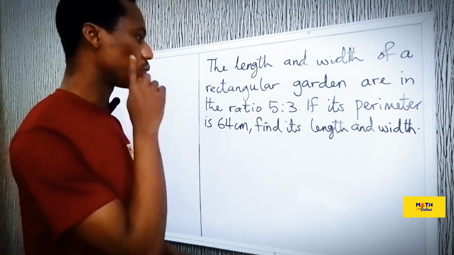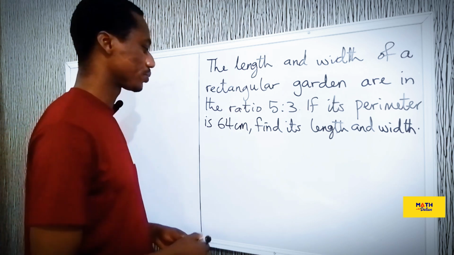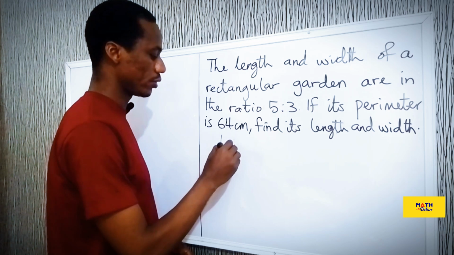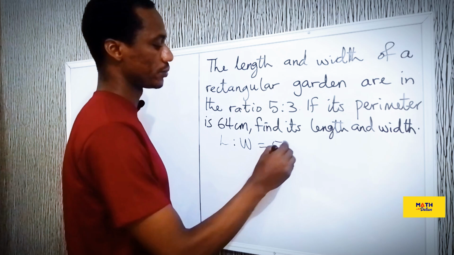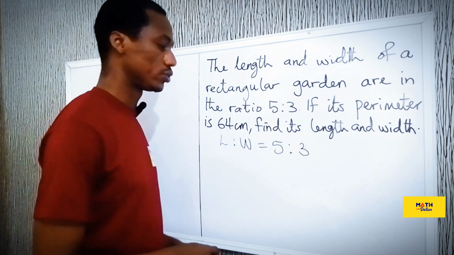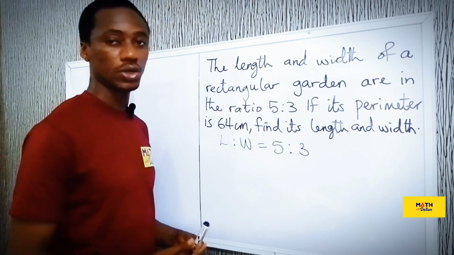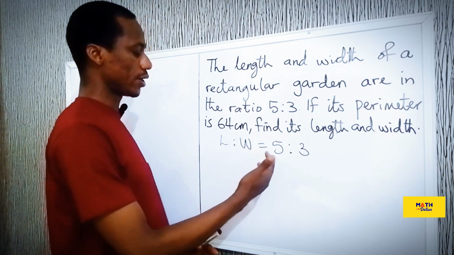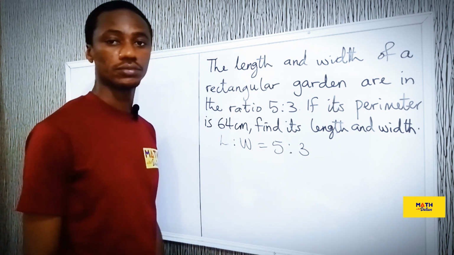Alright, so we are to combine our knowledge of ratio and perimeter here. So the length and the width are in the ratio 5 to 3. The first thing we need to do here is to represent the multiplying factor by the ratio. This means for every 5 units of length you have 3 units of the width.